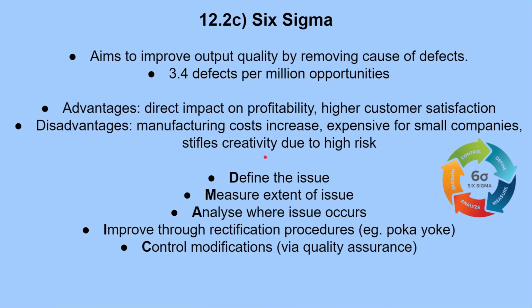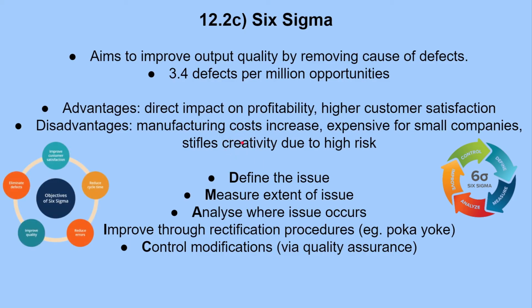And lastly, Six Sigma. This is one of the topics at the end of the paper, the end of the syllabus in chapter 12. Quite a more difficult topic. So Six Sigma, I think, originates from Motorola. It aims to improve output quality by removing the causes of defects. So they say there should only be 3.4 defects per million opportunities. Each opportunity is a chance of error, so it's basically per million steps where something can go wrong. So 3.4 defects per million opportunities.